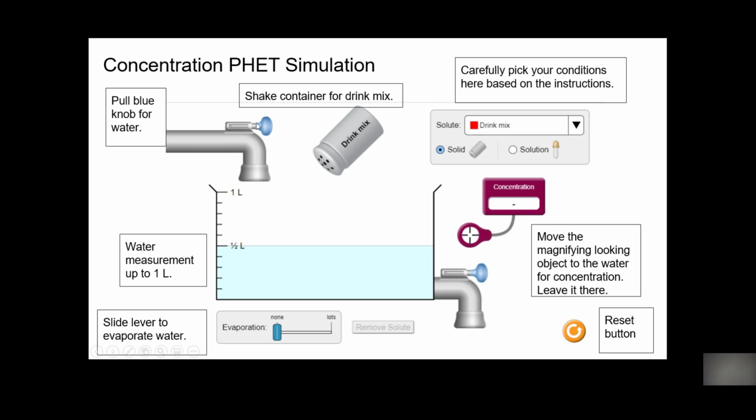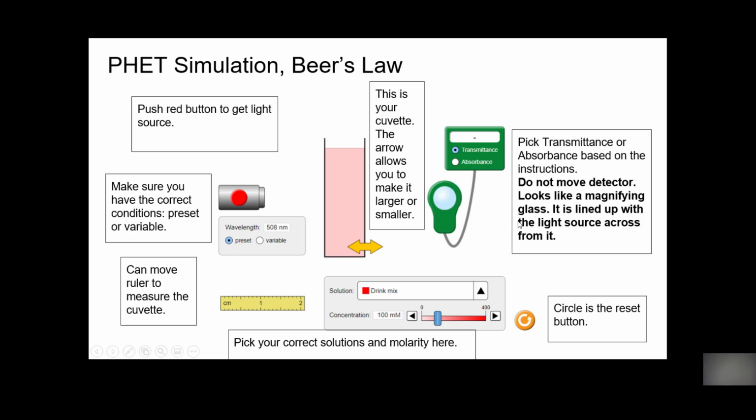And then after you do that, you add water, and you can get it up to 1 liter. Then you can remove water by either evaporating it, or I never pushed this one. I did evaporation. But I think you can pull this too, and this will take water out. And you can slide the lever to evaporate. And then you can change this to different other compounds and do the same thing over and over, and then the reset button. Once you're done with that portion, you're going to have a second half.